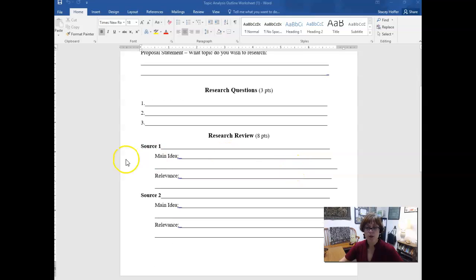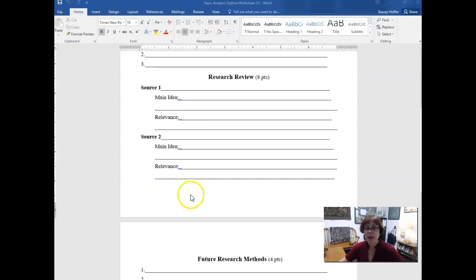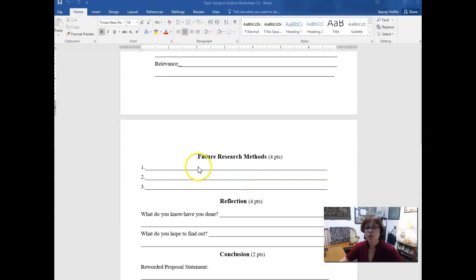Then the research review, you're going to put your source title 1, and then tell me what that source was about. Give me a 1-sentence summary. Then you're going to explain its relevance to the research questions. So tell me, did it answer one of those questions? Did it not answer one of those questions? Did it provide information just generally on the topic? What was the relevance? Why was it important? How did it relate to your proposal statement? Same with source 2.